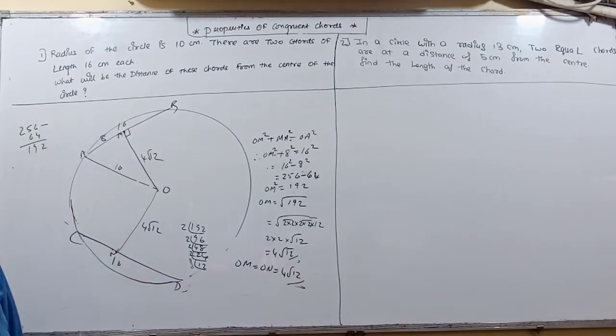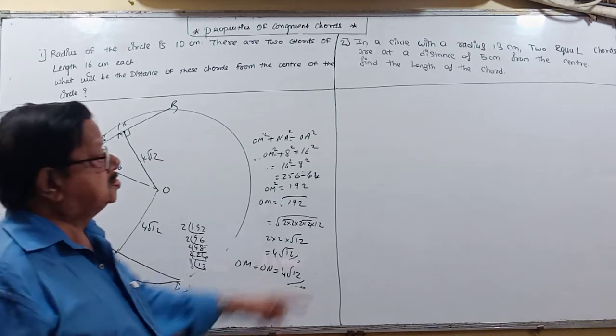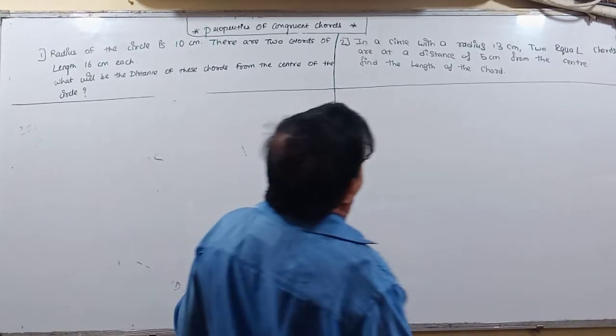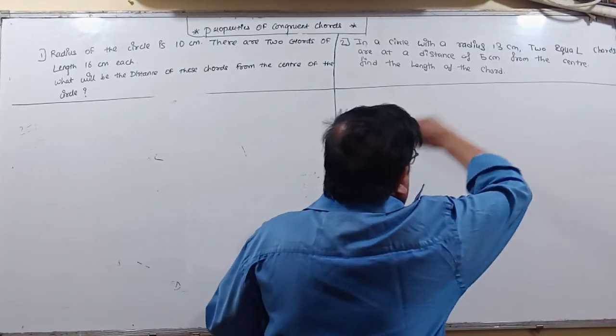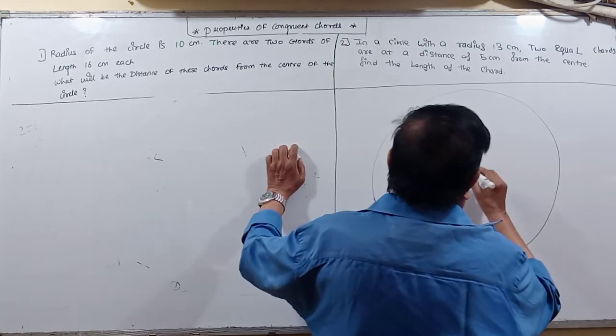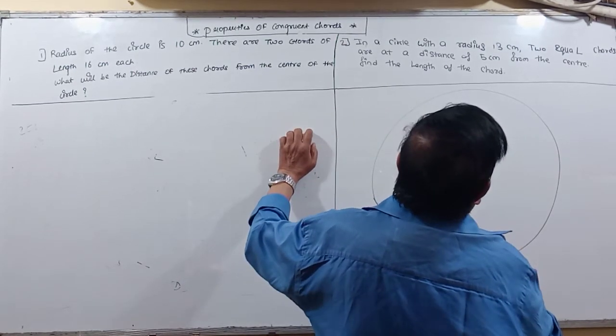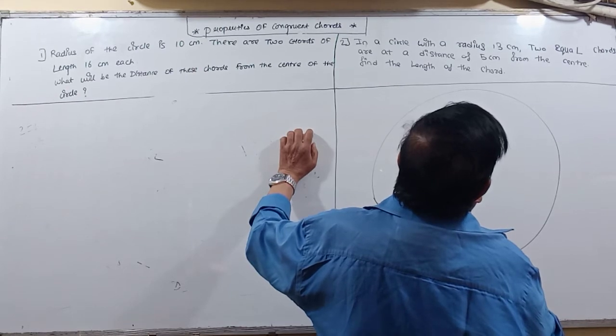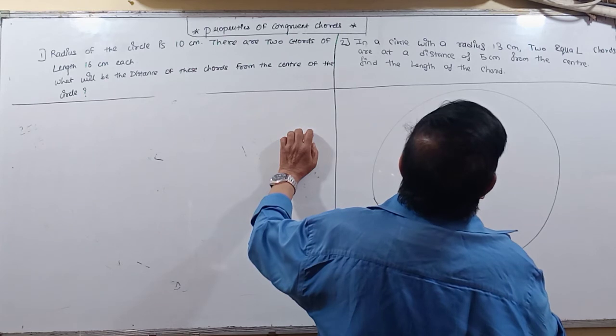This is O. Right. Now, second one. With the radius of 13 centimeters, draw the circle. Nice looking circle of radius 13 centimeters. Two equal chords are at the distance of 5 centimeters from the center.